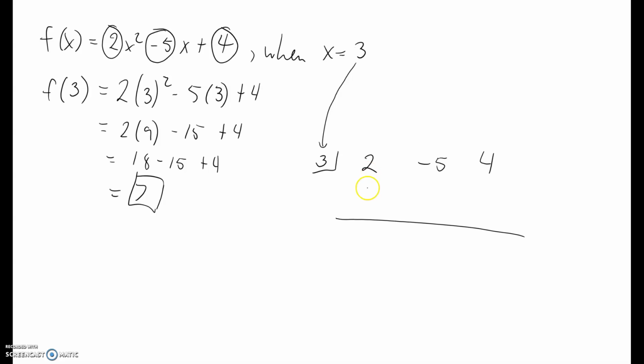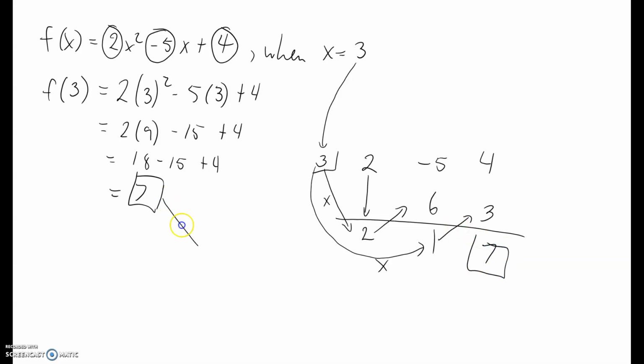Okay? And so what I'm going to do here is I'm going to drop the first term down every single time, and whatever's underneath the line gets multiplied by what's in the box. Oh, just times there. Okay. And then I'm going to put that up in the next line, so it should be a 6. And then I just add the next column. So negative 5 plus 6 is just 1. And then I repeat that process. 3 times 1, 3, and then I add the next column, which is just 7.